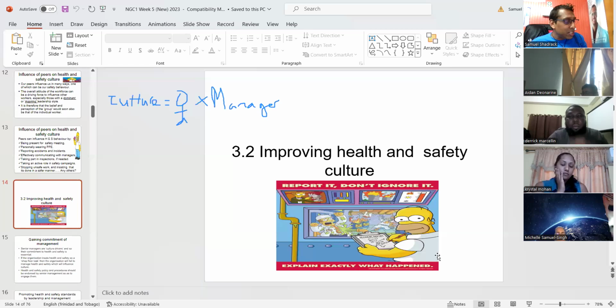So graphic communication, the first benefit is what? Go back to page 9. What's the first benefit of graphic communication? It could be eye-catching. Everybody knows who Homer Simpson is, right?